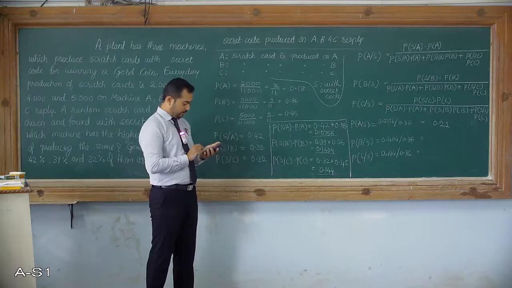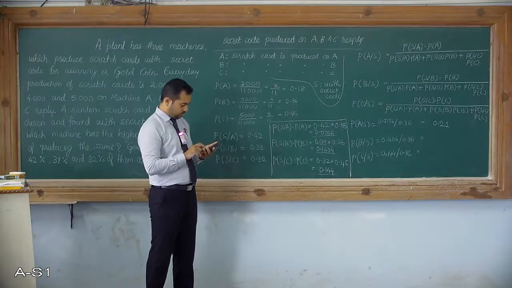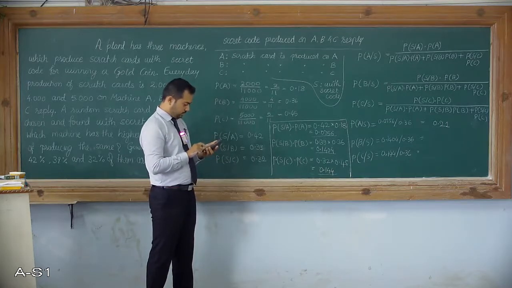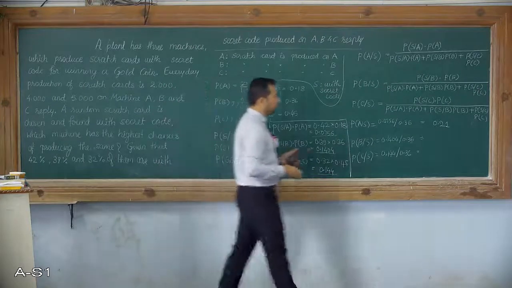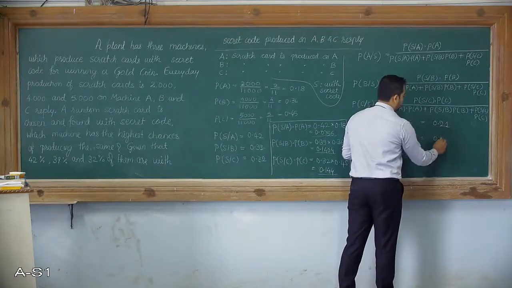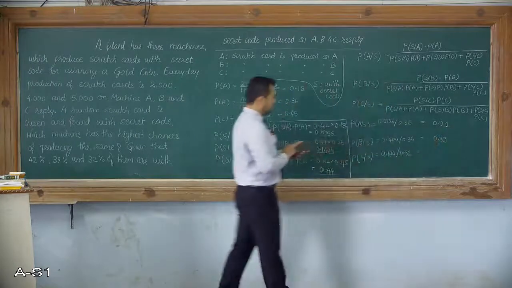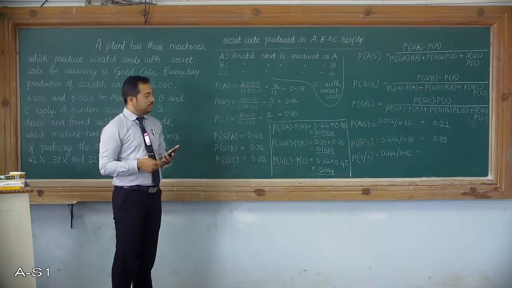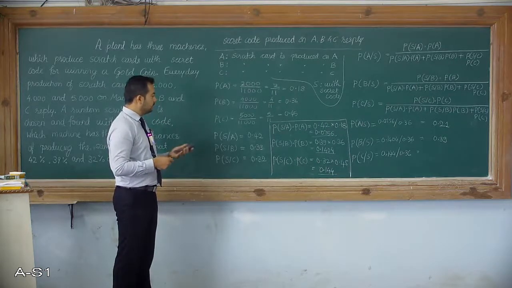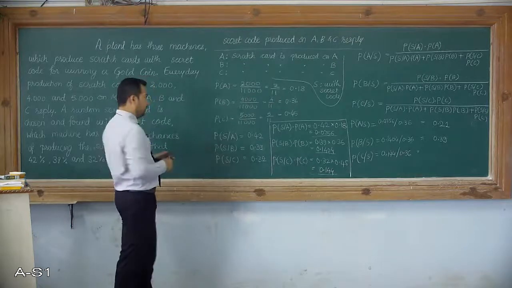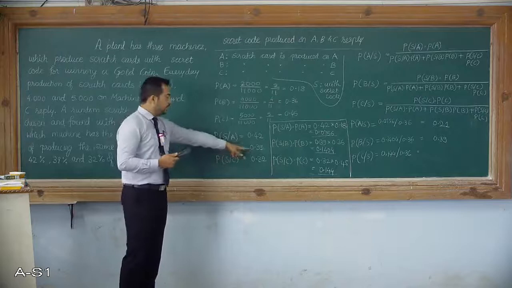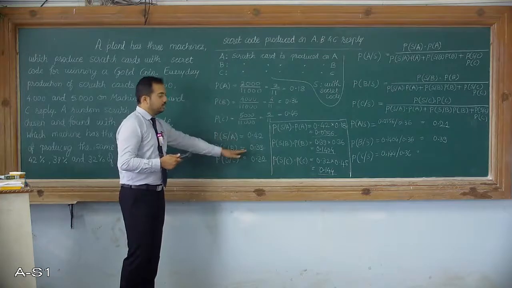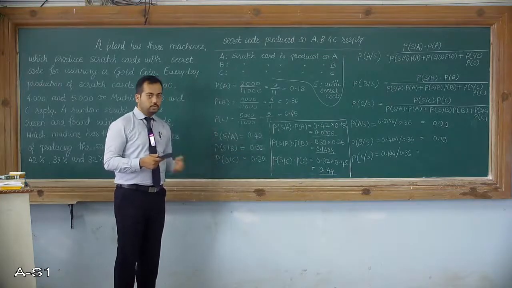Then for machine B, it has got 0.39, or 39% chance. So if you find a scratch card with the secret code, there is a 39% chance that it is produced on machine B. Coincidentally, it is the same percentile which is actually given for machine B alone. It's the same percentile for machines A, B, C all together as well.